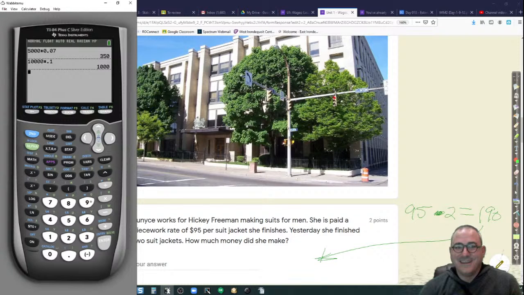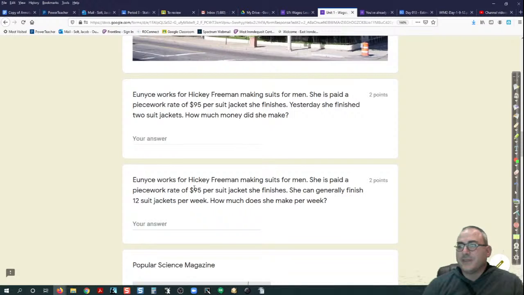Here's the next little twist, right? Eunice works for Hickey Freeman, making suits for men. She's paid a piecework rate of $95 per suit jacket she finishes. She can generally finish about 12 suit jackets per week. How much money did she make per week? This is kind of like the problems we did in lesson 2, right?